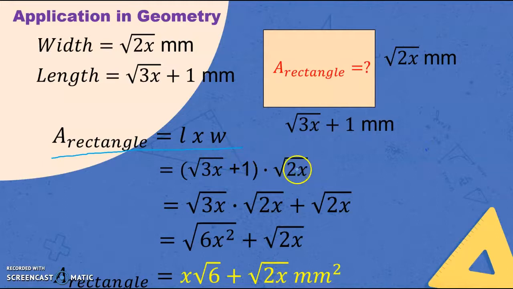So basically, what will happen is, if you notice, they also have the same indices. So when you multiply this and this, square root of 3x times square root of 2x plus 1 times square root of 2x, basically that's square root of 2x. On the other side, square root of 3x times 2x becomes 6x squared, diba? Because x times x is x squared, plus 3 times 2 becomes 6. But take note, for x squared, we can take the square root because it is a perfect square. So it is x square root of 6 plus square root of 2x millimeter squared. So this is the area of the rectangle.